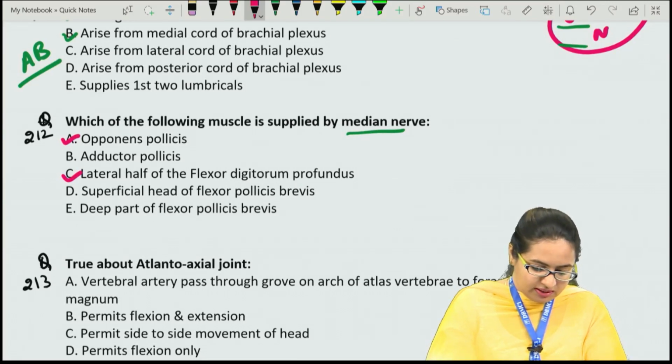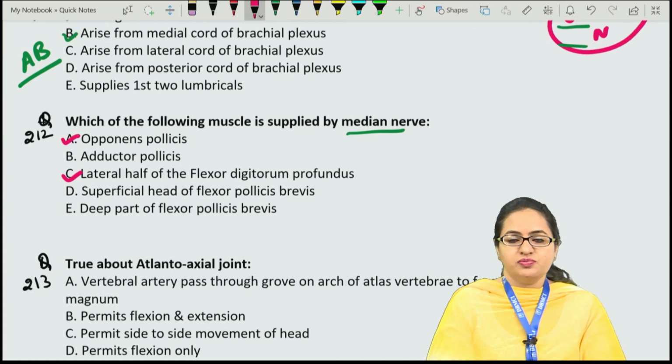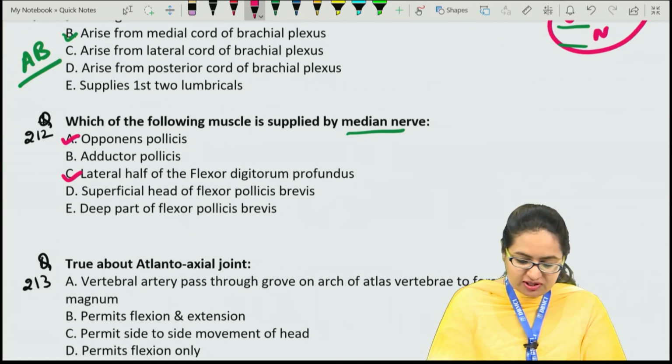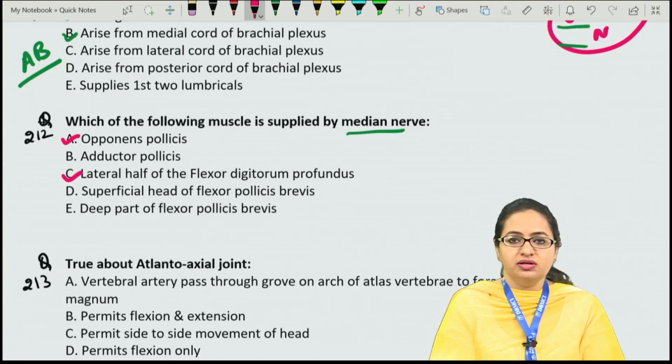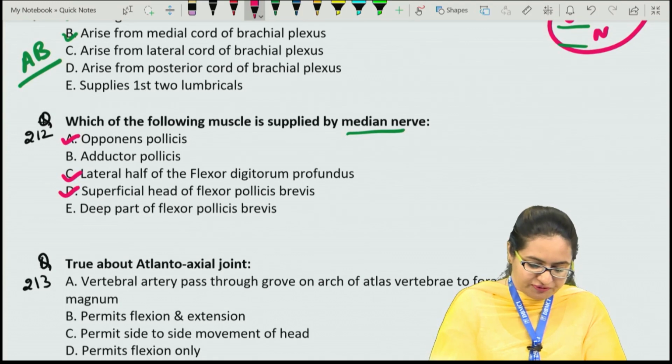And when we talk about the flexor pollicis brevis, we know it is supplied by the median nerve, but in that too, the superficial head is supplied by the median nerve and the deep part is supplied by the ulnar nerve. So the flexor pollicis brevis is a hybrid or composite muscle with a dual nerve supply. The superficial head is supplied by the median nerve. So the answer for this question is A, C and D.